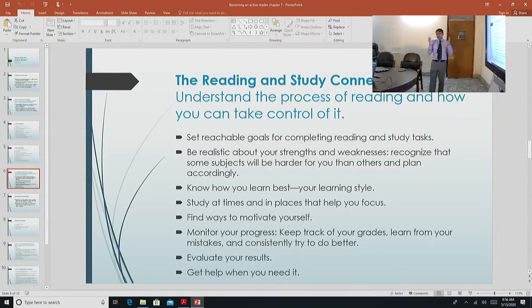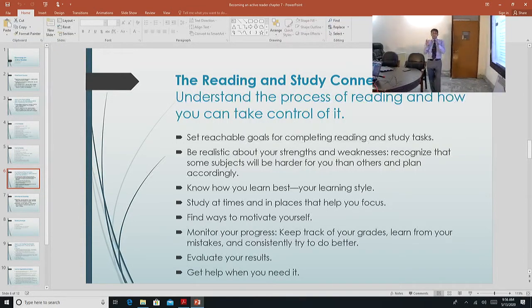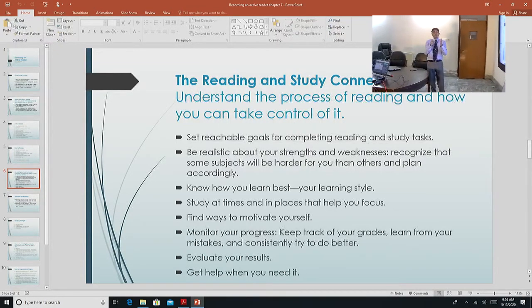If there is a noise, I cannot understand. If there is a noise, I will be distracted. So I always try to look for a place in home where there is no distraction, where there is no noise.